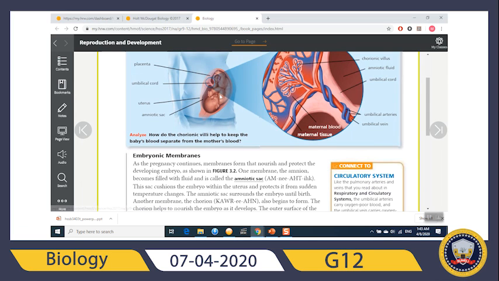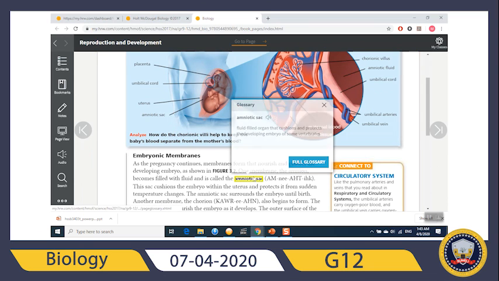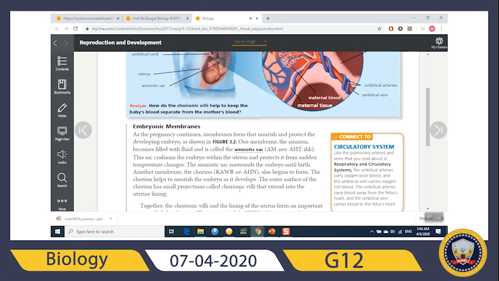Now, we'll start with the formation of the amniotic sac. It's a small sac that protects the embryo. The amniotic sac is a fluid-filled organ that cushions and protects the developing embryo of some vertebrates. Good. So, the amniotic sac surrounds the embryo until birth.